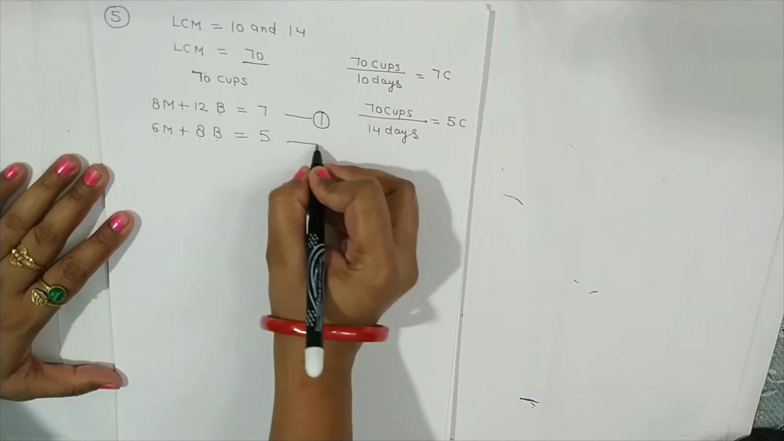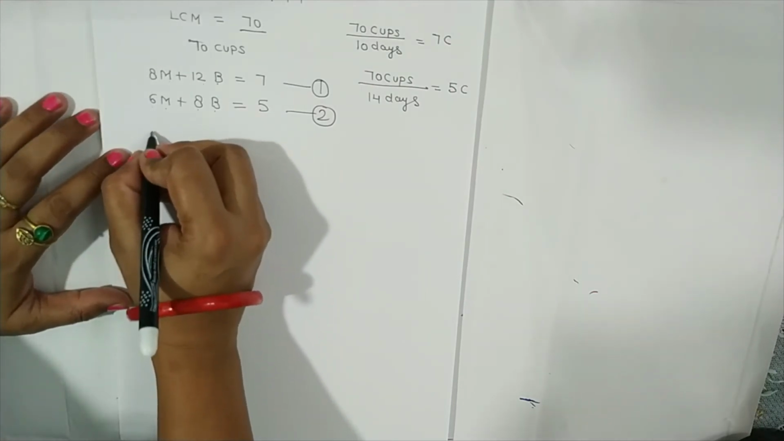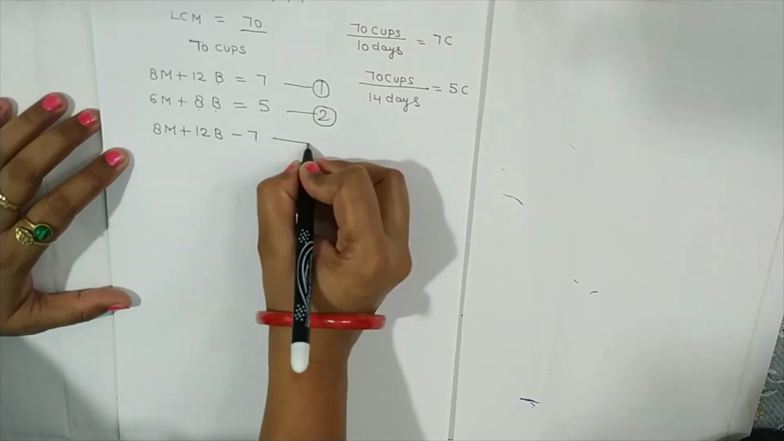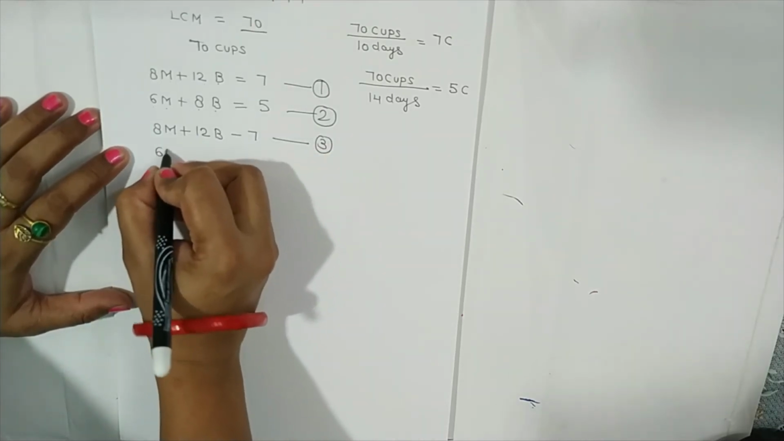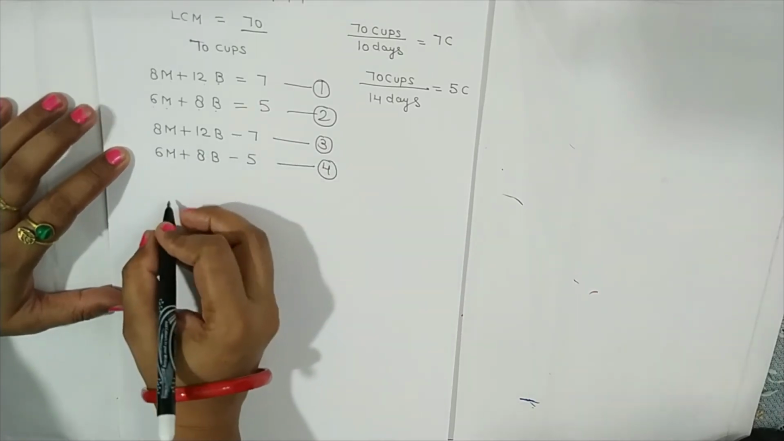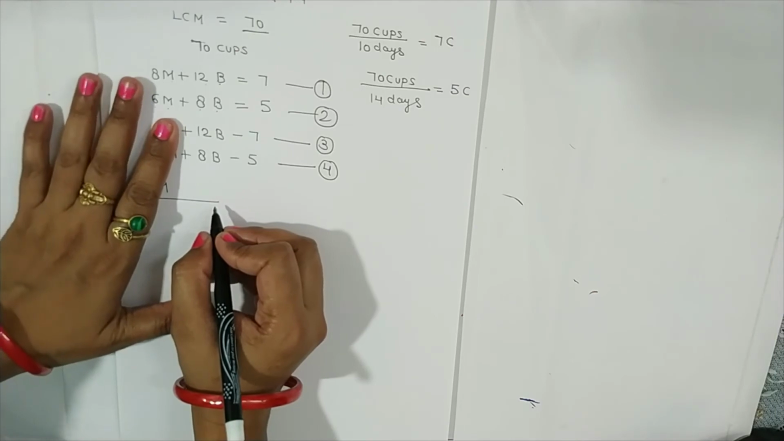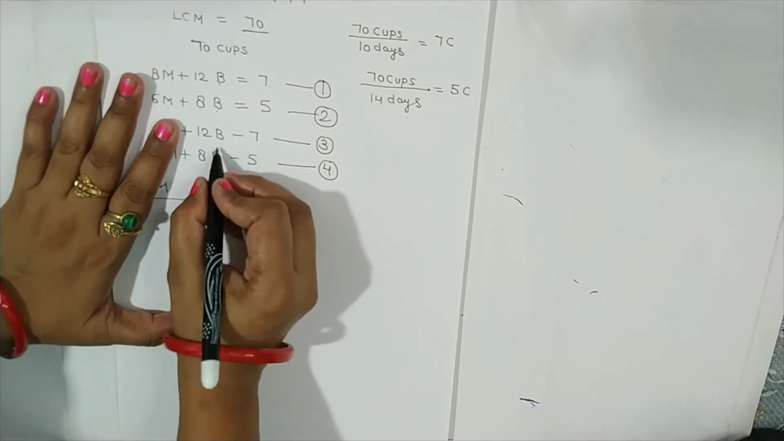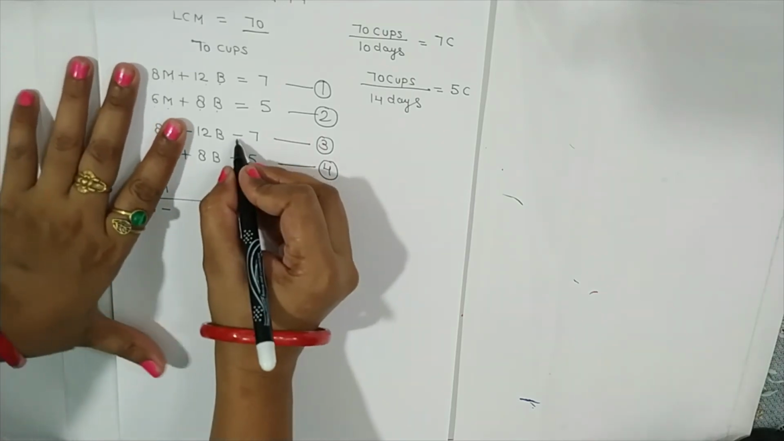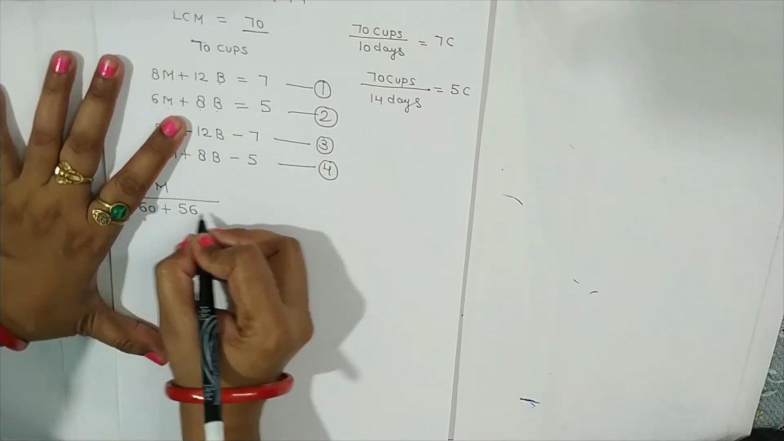So these two equations we now have to solve. It will be very easy to solve by the cross multiplication method. So it will be 8 men plus 12 boys minus 7. Third equation, 6 men plus 8 boys minus 5. This is the fourth equation. Now what is the cross multiplication method? We have to write m here, then hide this, then multiply. So 12 5s are 60. This is minus 60. Then minus sign and minus here. So minus and minus becomes plus. So 8 sevens are 56.